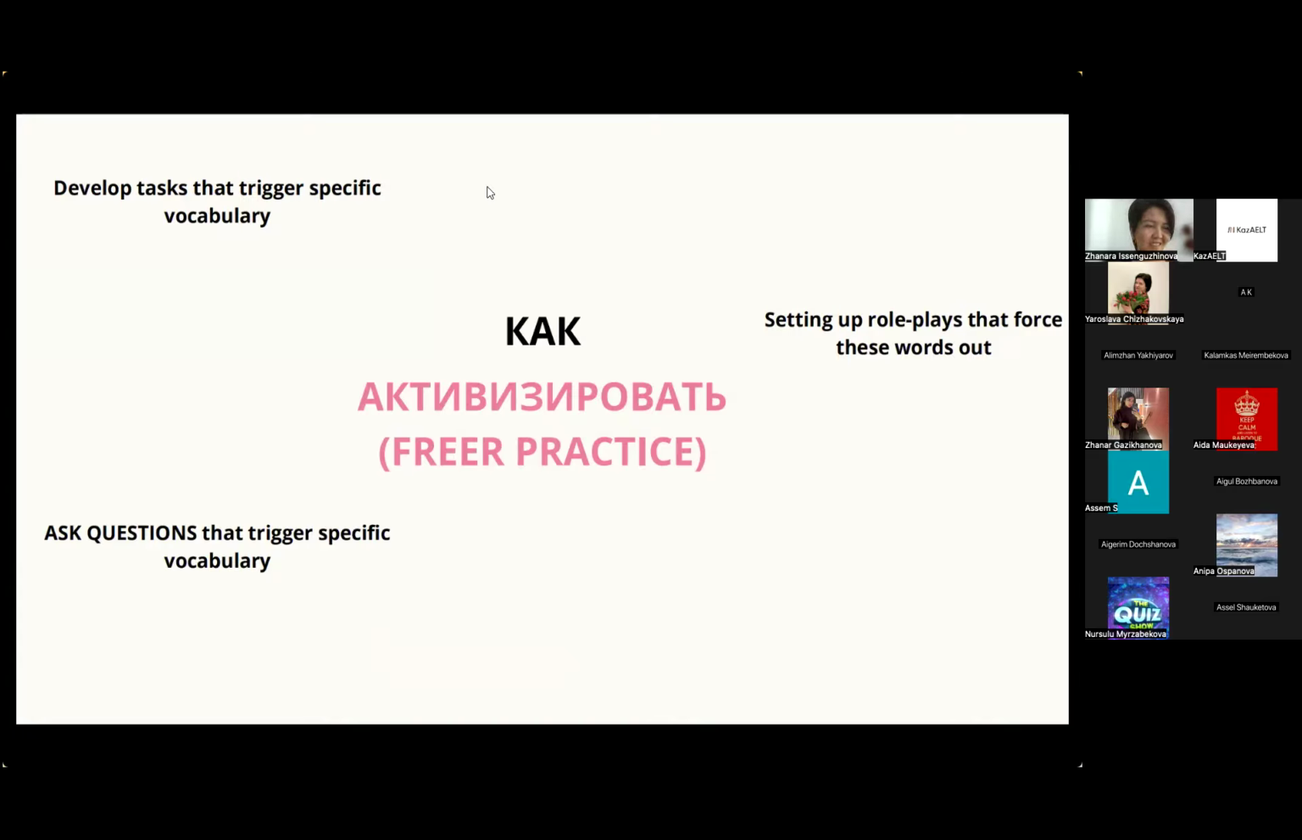Here is the most challenging part, I guess, because you have to develop tasks so that students would use the vocabulary you need without actually asking them. You need to develop tasks that trigger specific vocabulary. We ask questions so that words come out of their mouths, so to say. Setting up different role plays and dialogues that force them to use these words. That is one of the most challenging things because we have to brainstorm how to pull it off.